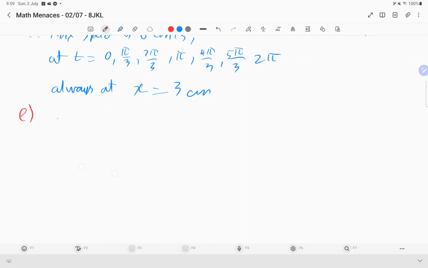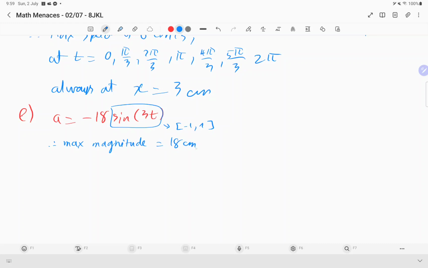Acceleration is negative 18 sine of 3t. The maximum magnitude is just 18. Does it make sense? Yes, because you can conclude that the maximum magnitude is 18, since sine goes from negative 1 to 1. We talk about magnitude, so we don't care about the sign, so it'll just be 18, and the units are centimeters per second squared. And then find the times and locations.